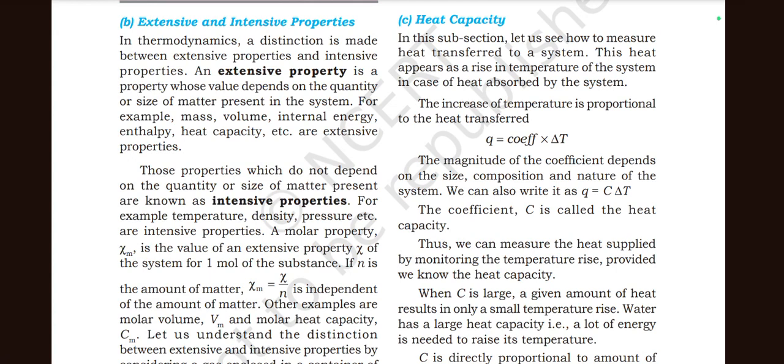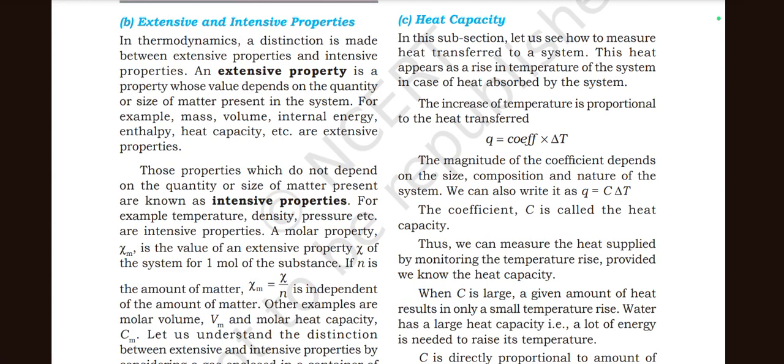An extensive property is a property whose value depends on the quantity or size of the matter present in the system. For example, mass, volume, internal energy, enthalpy, and heat capacity are extensive properties. Those properties which do not depend on the quantity or the size of the matter present are known as intensive properties. For example, temperature, density, pressure, etc.